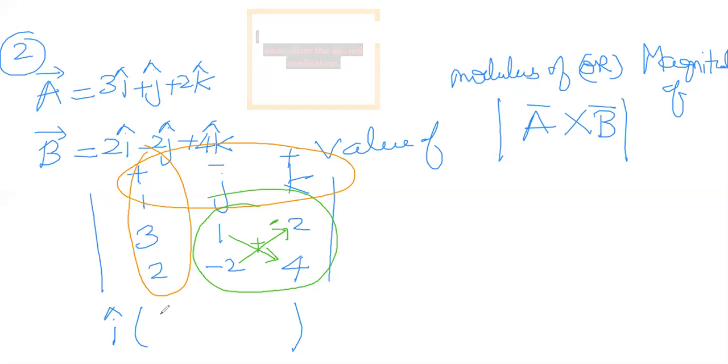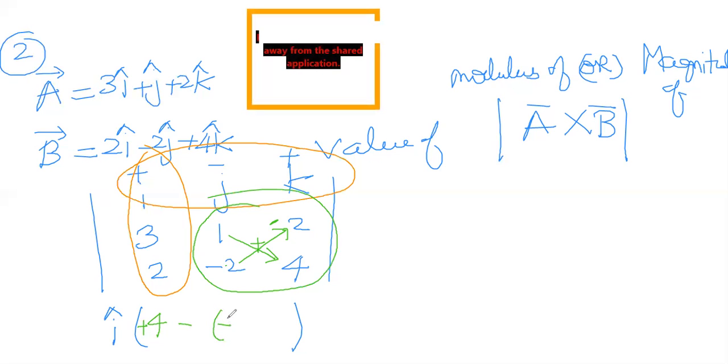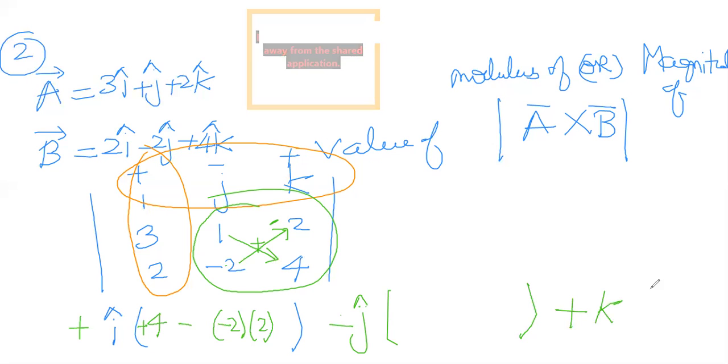So 1 into 4 is how much? 4 with a plus sign. And this you multiply, minus 2 into 2 with a minus sign. Is it understood? Actually, you have to put a minus. Every step I'm writing 2 into 2. Minus 2 into 2 with a minus in between. And here the sign is plus, minus, plus, so minus j cap. Again open the brackets. Plus k cap. Again open the brackets. Now I will tell you how to do the second component.